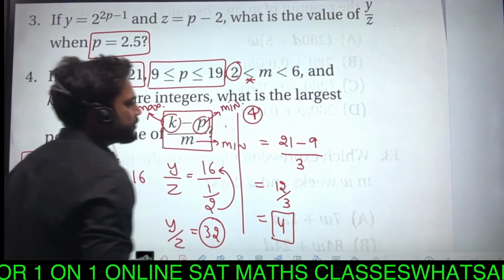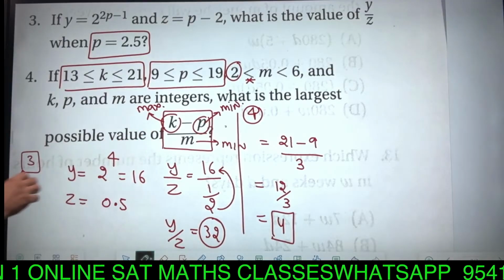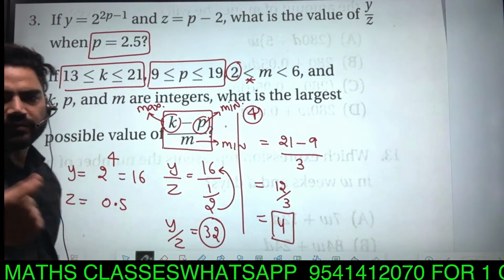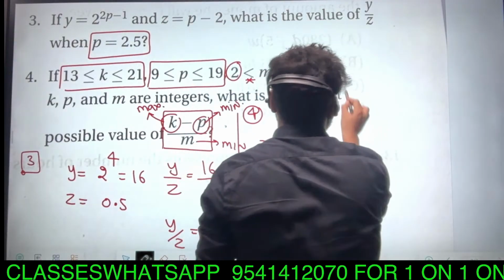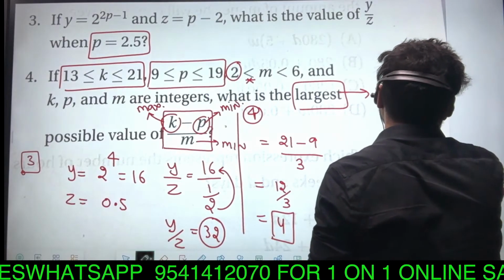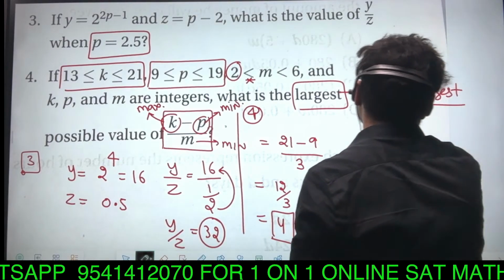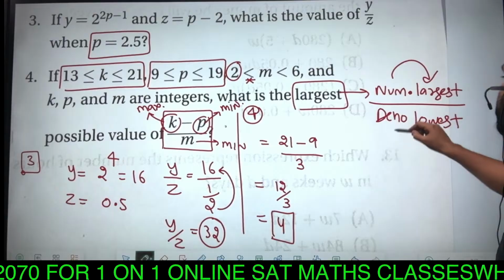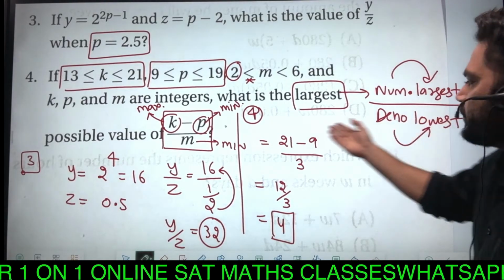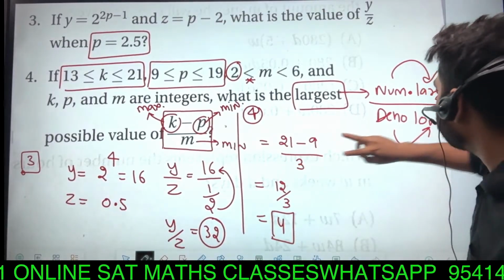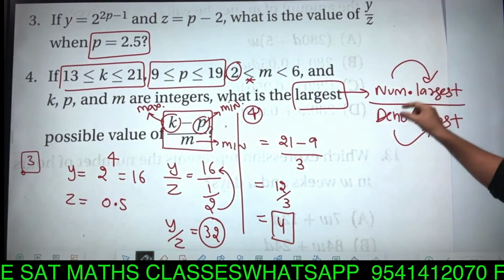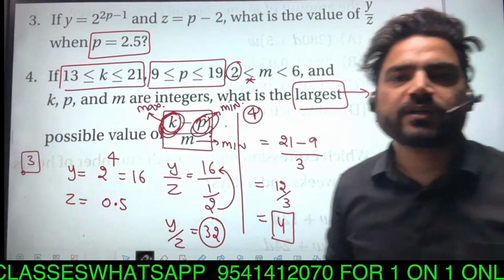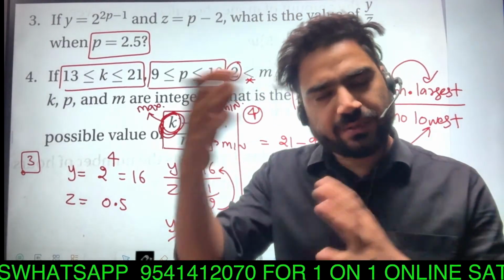So in these type of questions, you have to see this concept: whenever they are asking for the largest value, then numerator will be largest and denominator will be lowest. Denominator we have taken lowest, or you can say minimum value, and the numerator we have taken largest, means this value should be maximum and this value should be minimum, because when we subtract a very small part from a very big part, only then maximum will come.